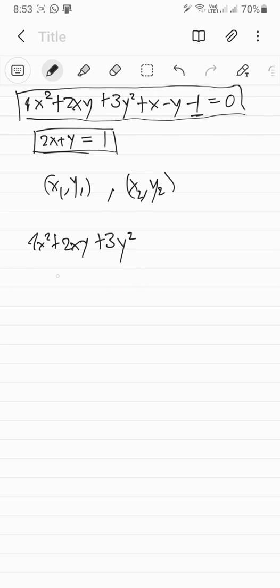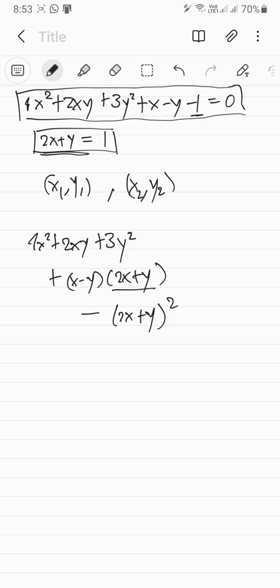So instead of saying x minus y, we will say x minus y into 2x plus y. Why? Because 2x plus y is 1 for these 2 points. So for these 2 points we can write it like this, and then for 1 we'll basically have this thing but square this thing, so minus 2x plus y squared. So notice that this will give you a second degree term, this will give you second degree terms, this is already second degree terms, and all of this is equal to 0.